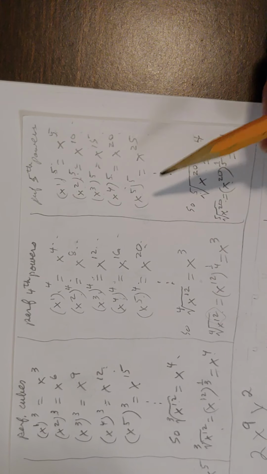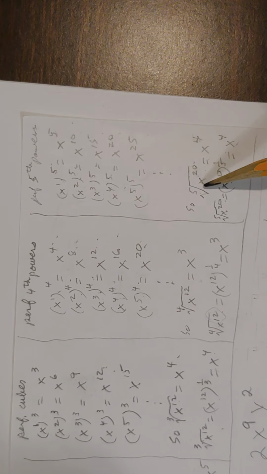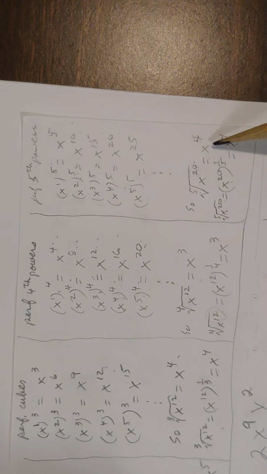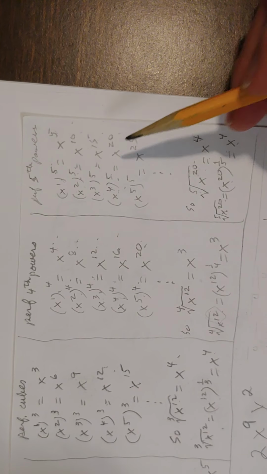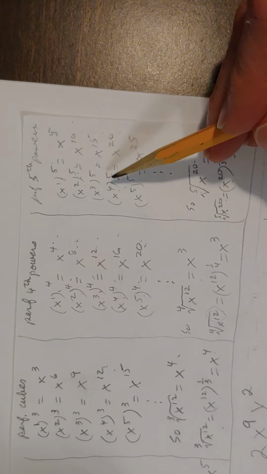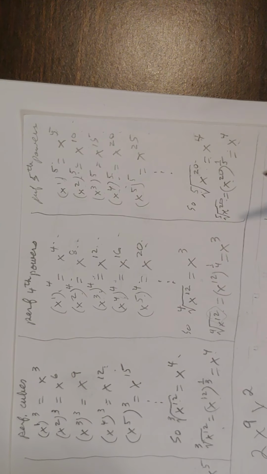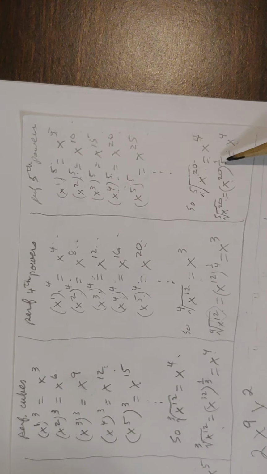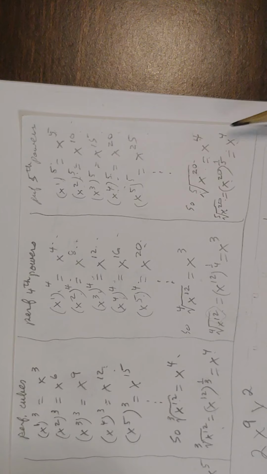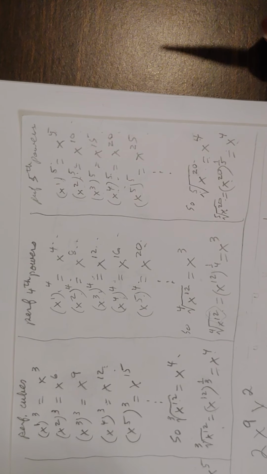Similarly with a fifth root, the fifth root of x to the 20th is x to the 4th, because x to the 4th to the 5th power is x to the 20th. And the fifth root undoes the 5th power. Or writing it with an exponent, the fifth root of x to the 20th is x to the 20th to the 1/5 power, multiplying the exponents again gives us x to the 4th.